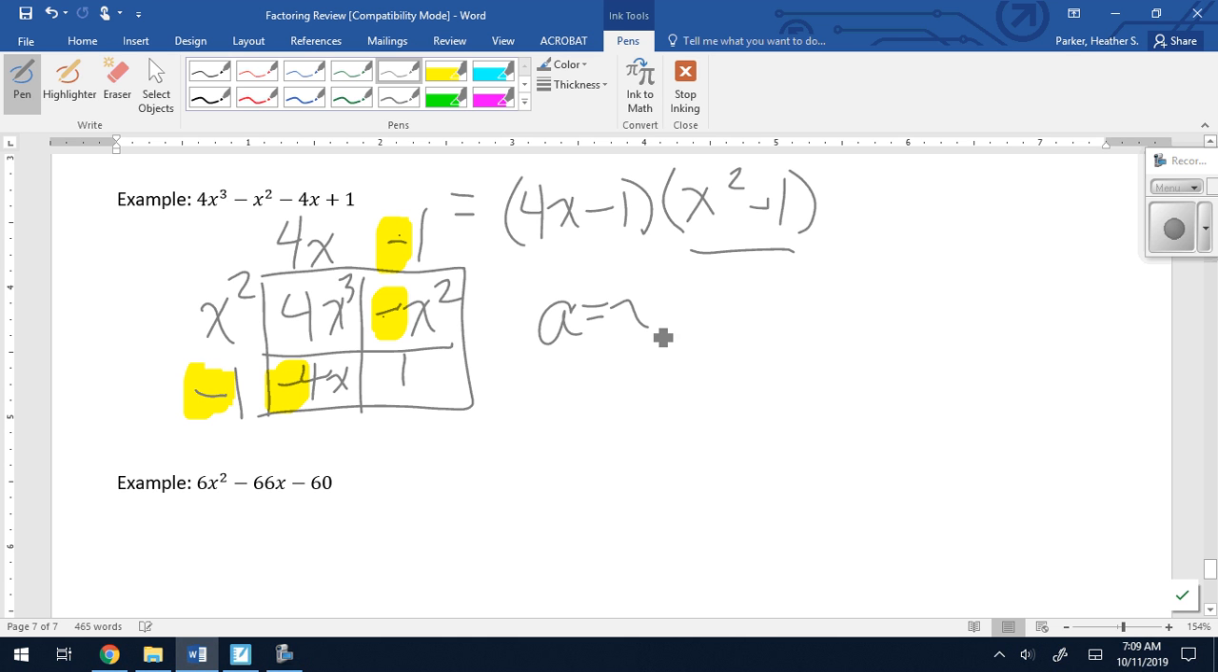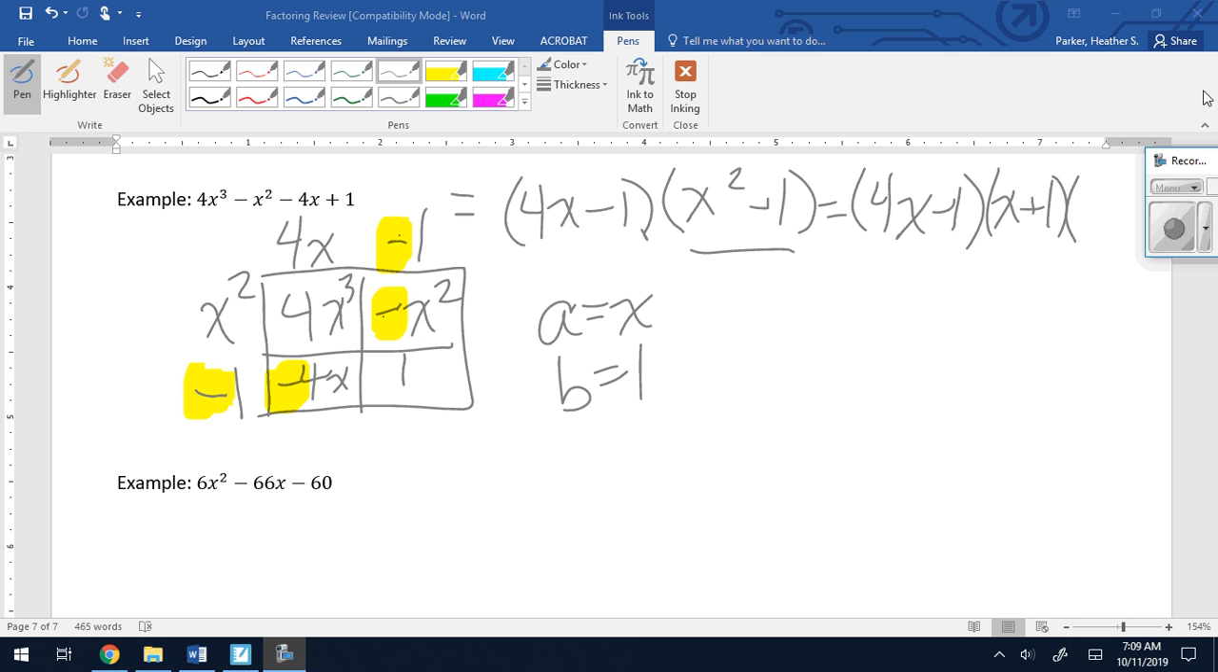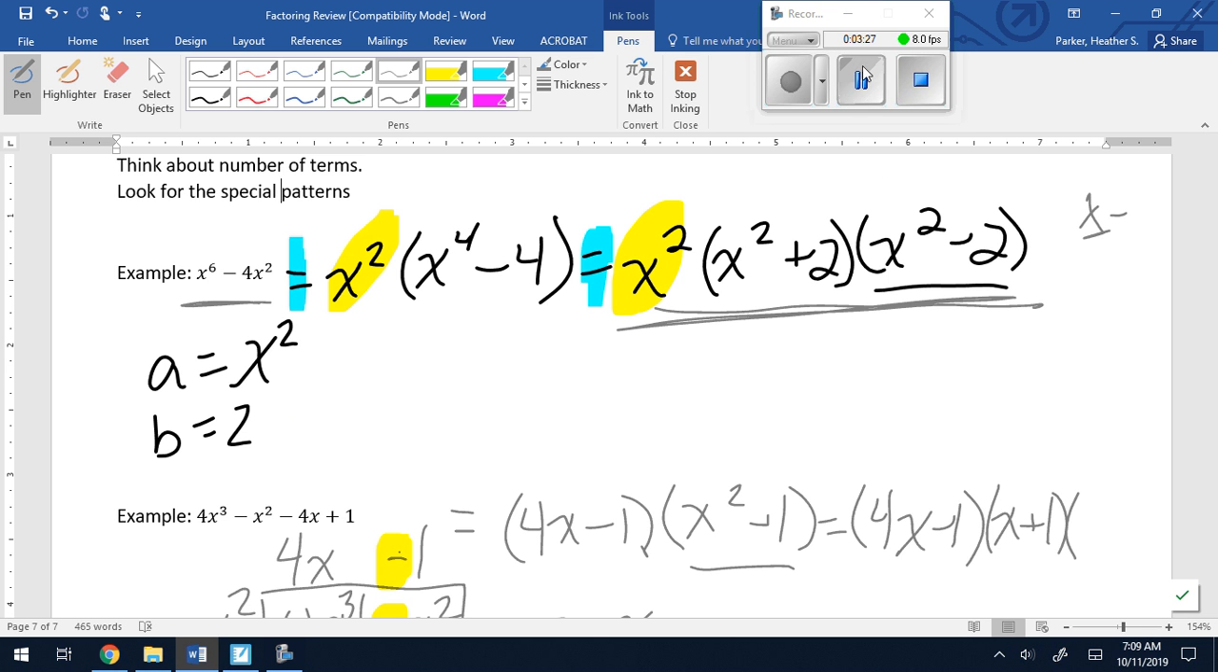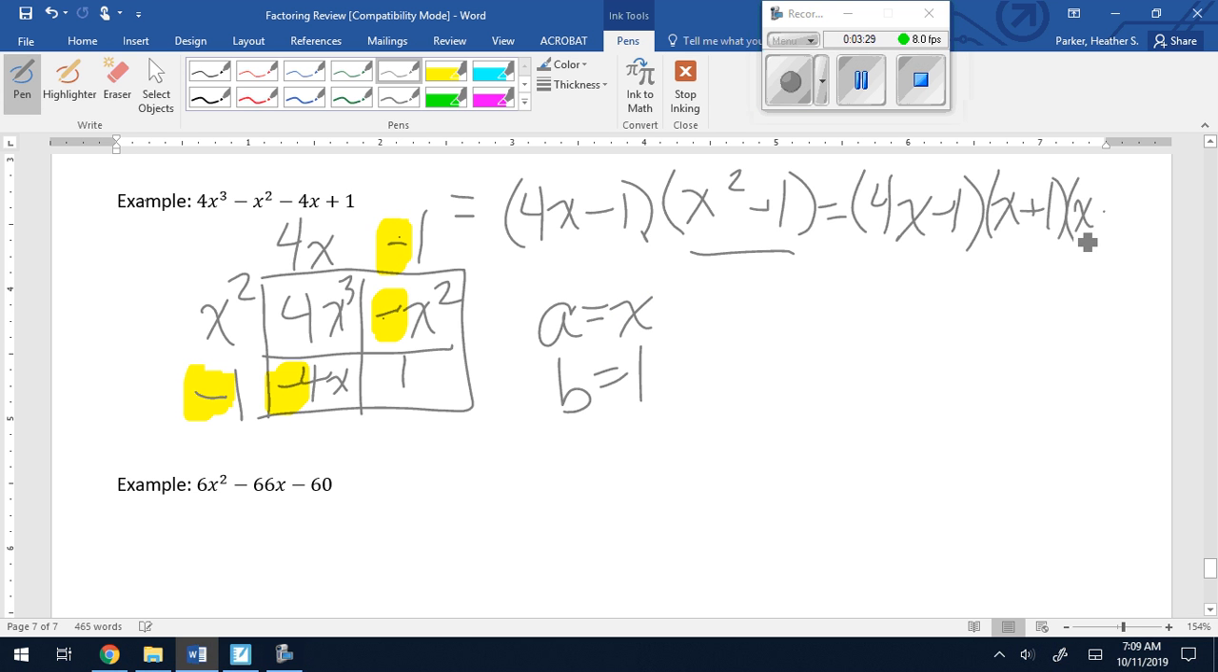So taking the square root to find a, taking the square root to find b, and then doing a plus b. Whoops, I don't want a, I want x. A plus b and a minus b.